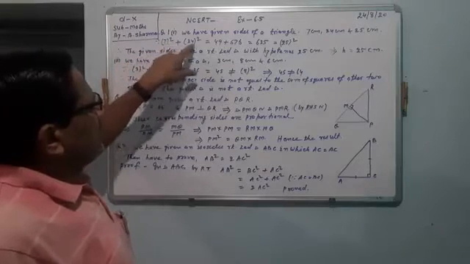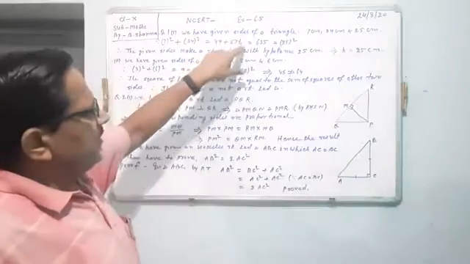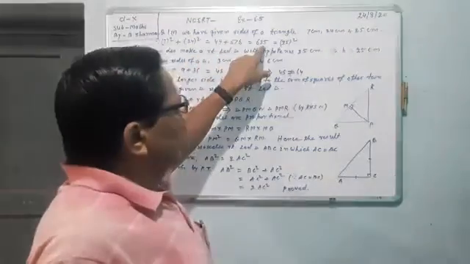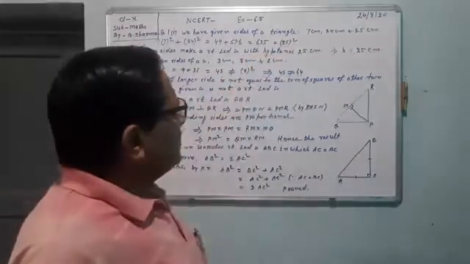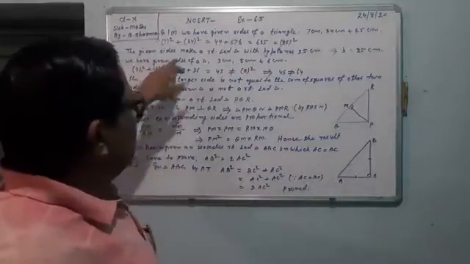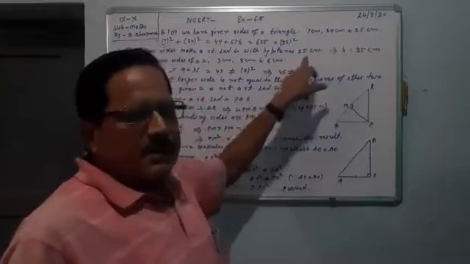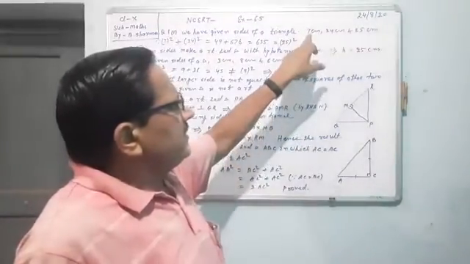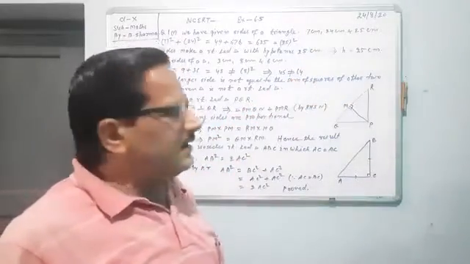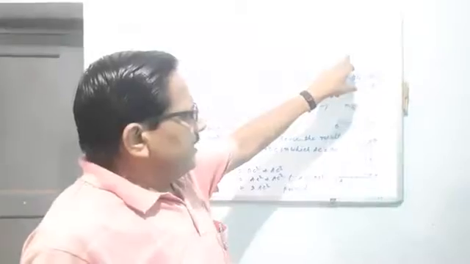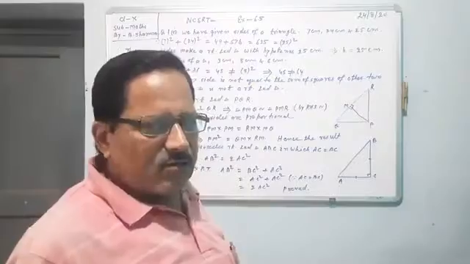7 squared plus 24 squared equals 49 plus 576, which equals 625, which is the square of 25. Here we see that the given sides make a right angle triangle with hypotenuse 25 centimeter. Therefore, the sides 7, 24 and 25 make a right angle triangle and hence the hypotenuse is 25 centimeter, which is the largest side of the triangle.